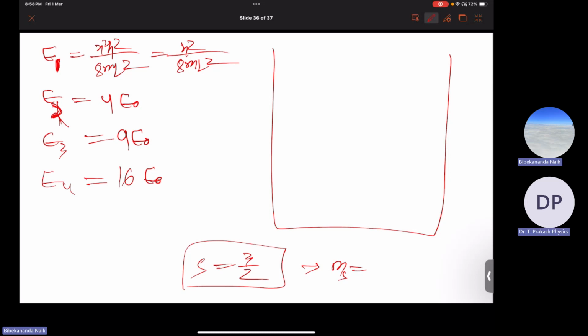Plus or minus 3 by 2, sir. Then will it be only plus or minus 3 by 2? It will be plus or minus 3 by 2 and plus or minus half also. Yes, sir. For S equal to 3 by 2, 2S plus 1 will be the multiplicity. So there will be four values of ms: plus 3 by 2, minus 3 by 2, plus half, minus half.